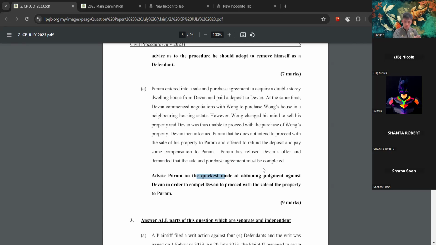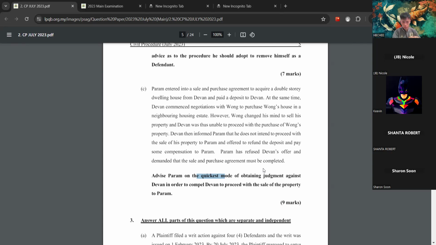Now, when you come to the writ action, because the mode is summary judgment, you have to tell the examiner as well. After you serve the writ from Param to D, D is given 14 days to enter an appearance. This is given in your Order 12 Rule 4. So after you write this out generally and briefly, then you may proceed to write out your Order 81. Is that okay?